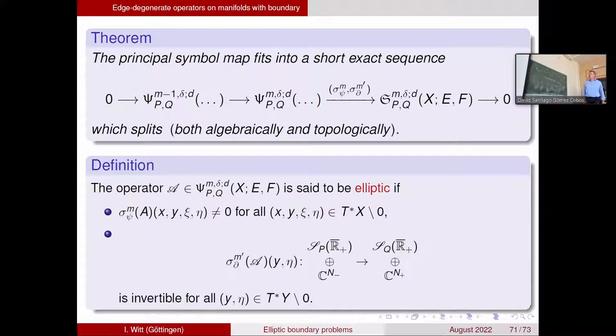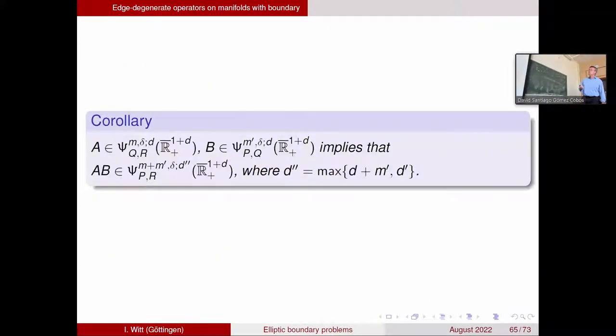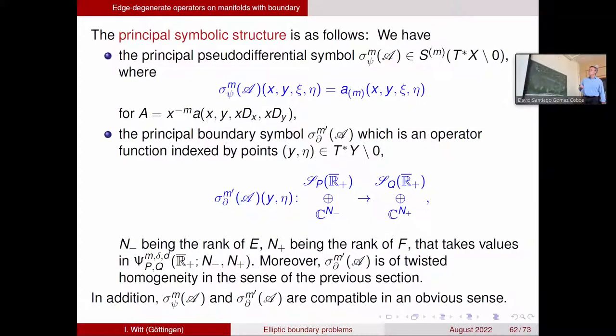So then I gave you a description of the principal symbol space. This was a description on that slide. We have the principal symbol here, both together. This can be intrinsically described. Particularly this one has to be homogeneous, and both have to be compatible.